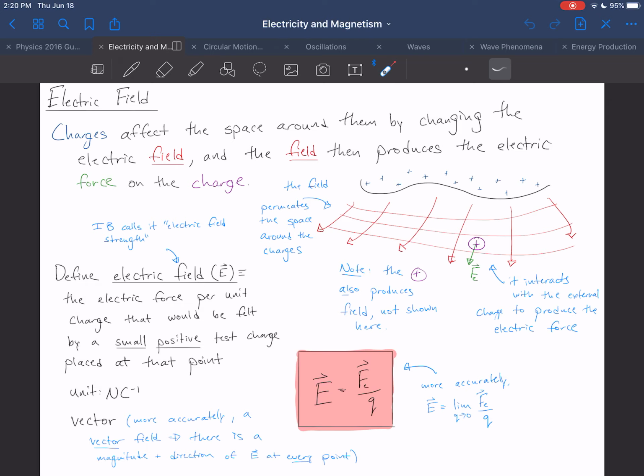Okay, so we want to keep that in mind. And the important thing to recognize is that the electric field is going to have both a magnitude and a direction at every single point in space. So it will have both a size and a direction here and here and here and here and here, and too many points to show all of them.